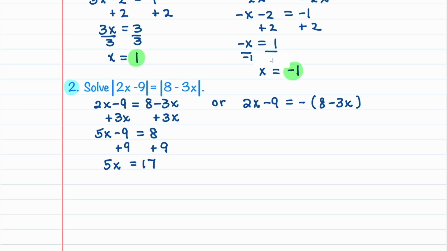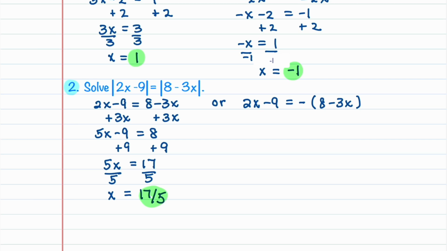Now we need to get x by itself, so we divide by 5. And we end up with an answer that actually doesn't look very nice, but it's correct. x is equal to 17 divided by 5. And I'll go ahead and highlight that. So that's one answer. Now let's go back up to the top here, and let's do our second piece on the right.